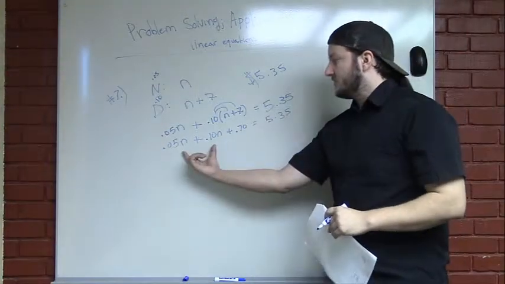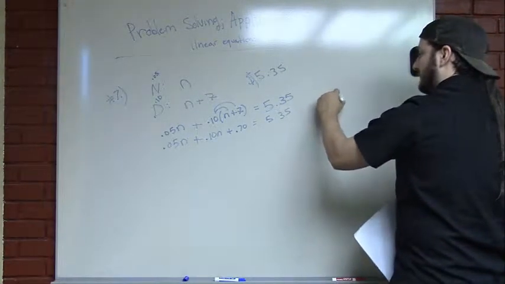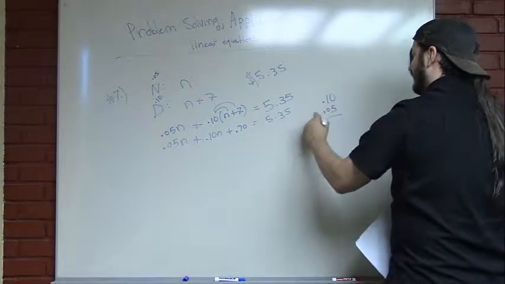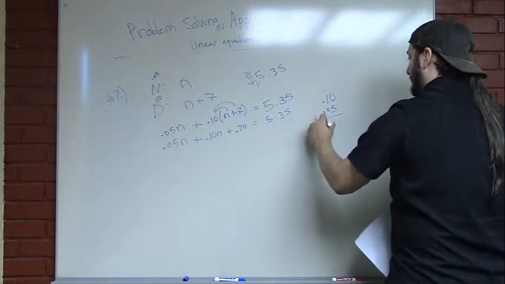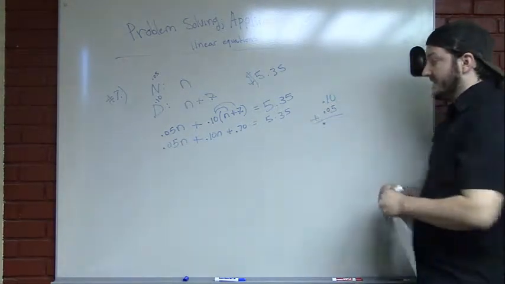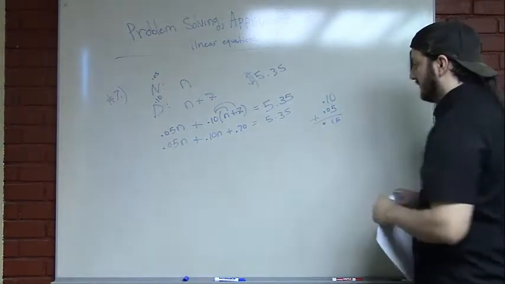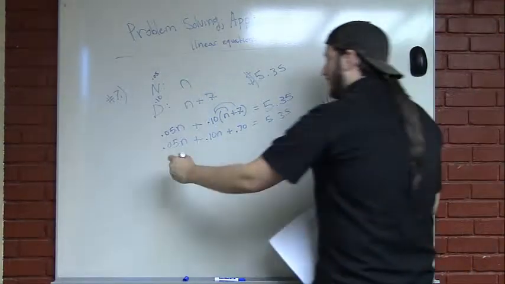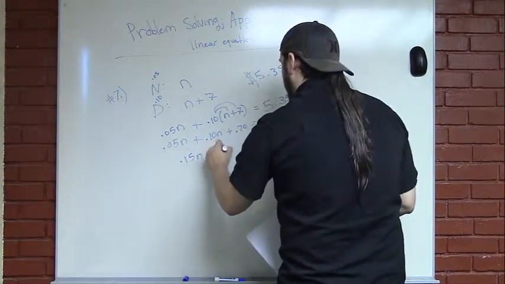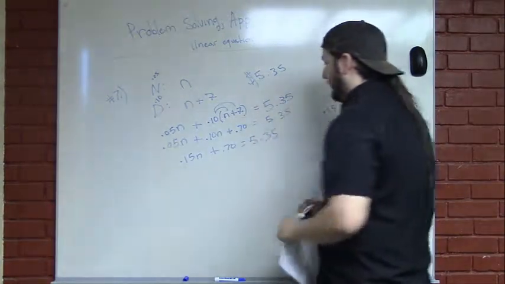Excuse me. And so what you can do, if you can't do that in your head, you're just going to go 0.10 plus 0.05. Okay? Bring down the decimal here. When you're adding decimals, the decimals have to be lined up. 0 plus 5 is 5. 1 plus 0 is 1, so you get 0.15. So you have 0.15 N plus 0.70 equals 5.35.